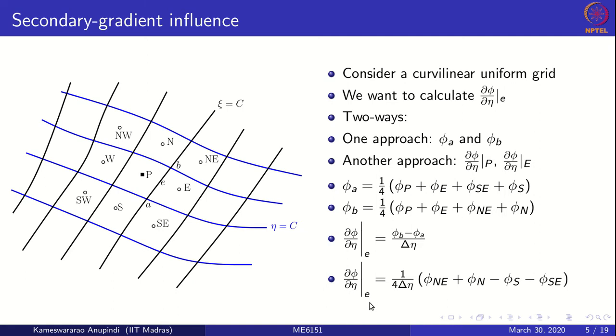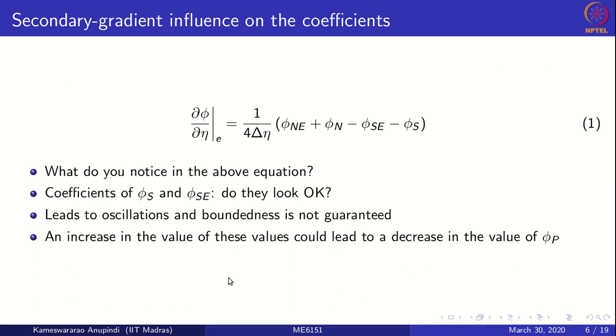So what we get for partial phi, partial eta on the east face is 1 upon 4 delta eta times phi northeast plus phi north minus phi south minus phi southeast. Okay, that's what we get. All right. Fine. So this is what we got for the secondary gradient, that is partial phi, partial eta on the east face, which is 1 over 4 delta eta of phi northeast, phi north minus phi southeast minus phi south.